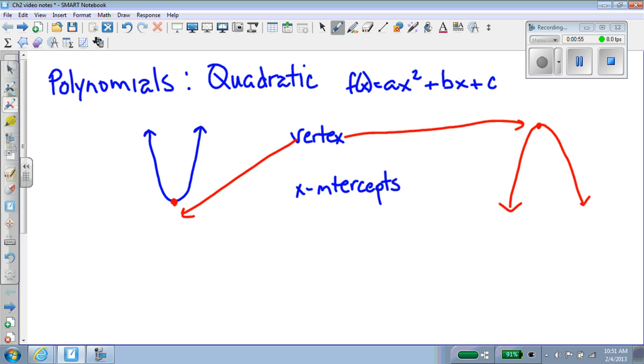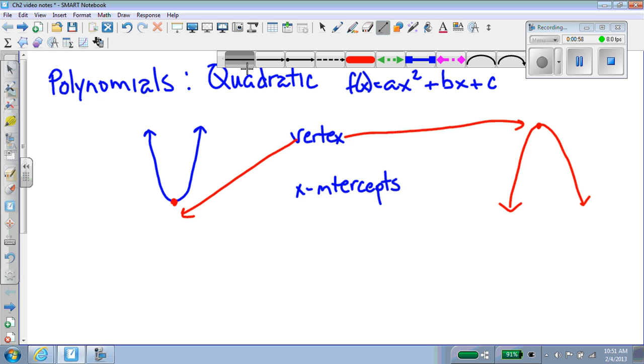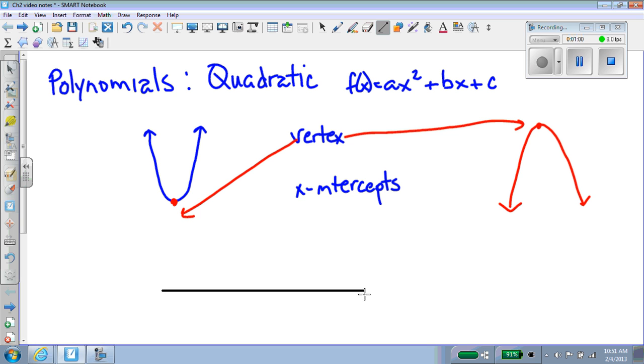And then the x-intercepts, which, let's say that's the x-axis. It could be that our quadratic has no x-intercepts, that it has one x-intercept, or that it has two x-intercepts. Okay, so it's possible that the answer to x-intercepts is none, one, or two. And we're going to have several techniques for finding x-intercepts as well.